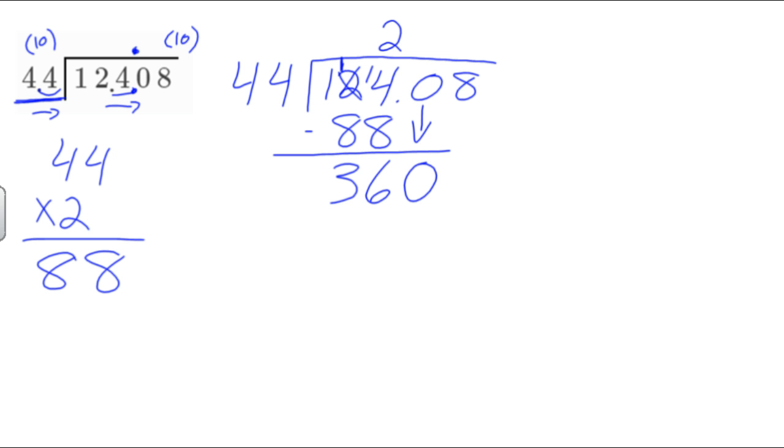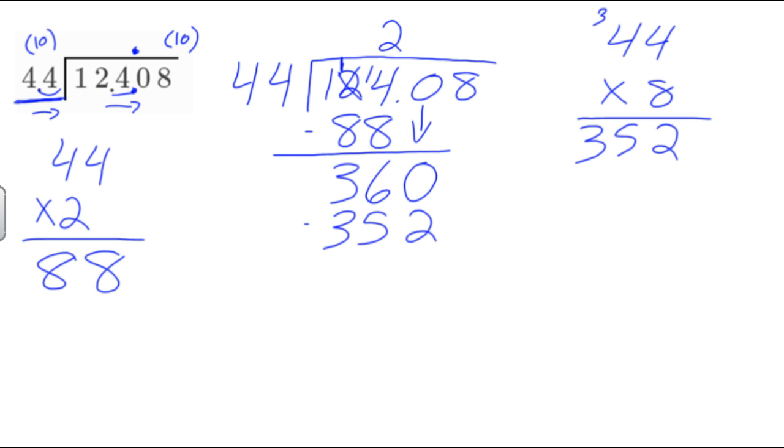My next guess is going to be 8, because if I have more, I won't be able to subtract. So I'm going to go 44 times 8. 4 times 8 is 32. Carry the 3. 32, 33, 34, 35. 352. So I go 352. Subtract, 8. And I forgot to bring my decimal point up. So I have the 8. When I subtract, 60 minus 52 is 8.